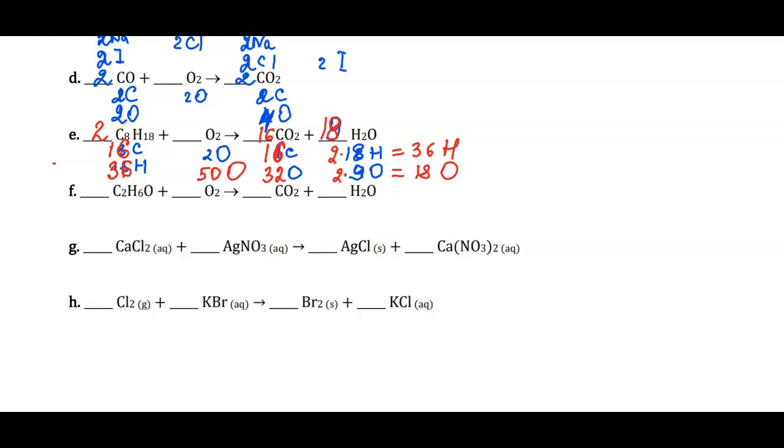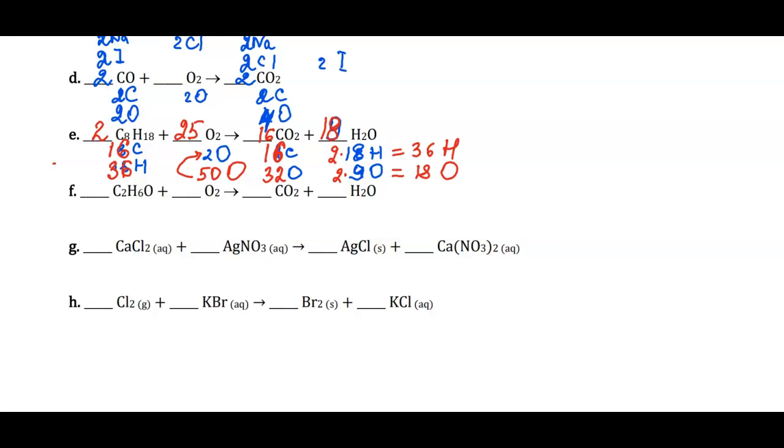How do we get 50? 50 divided by 2 gives us 25. See, these rules help you to balance equations.